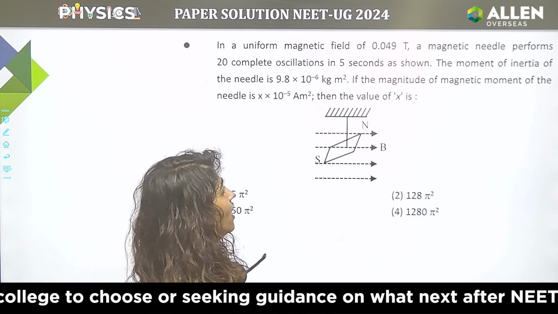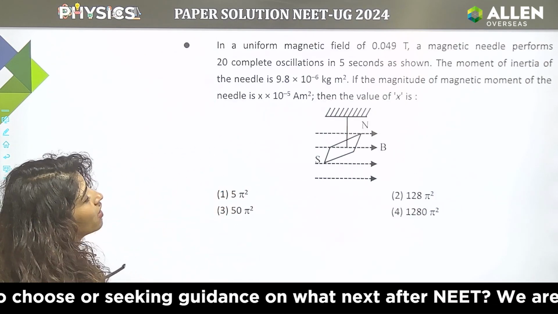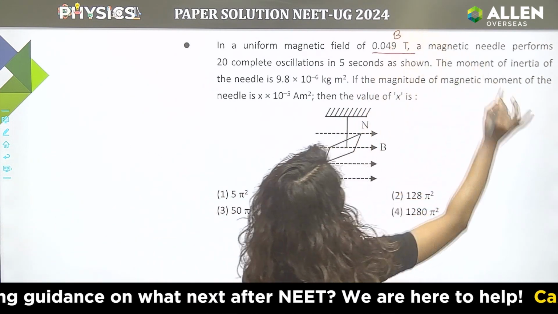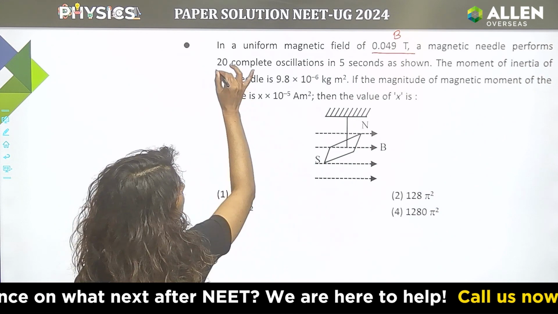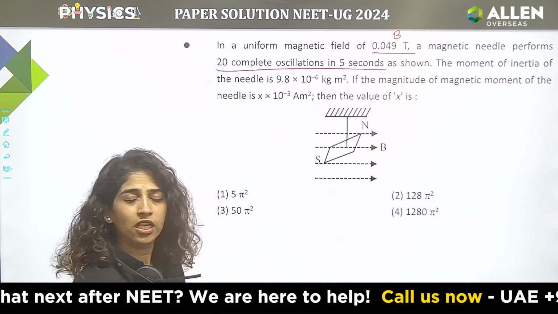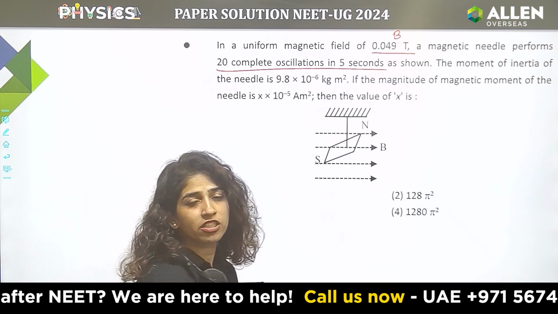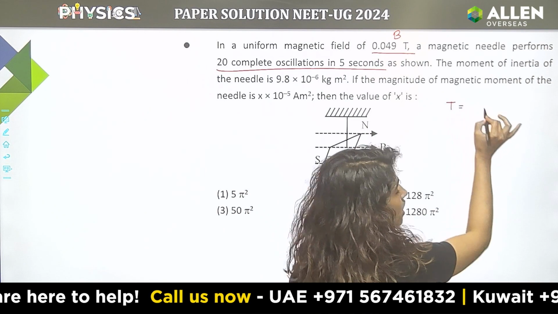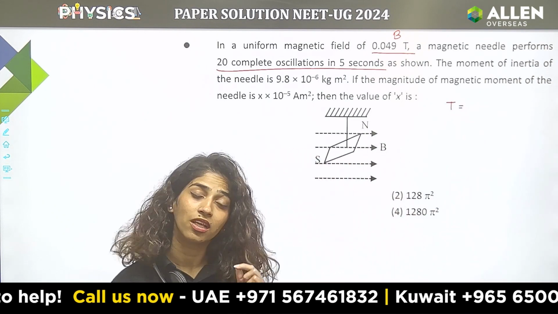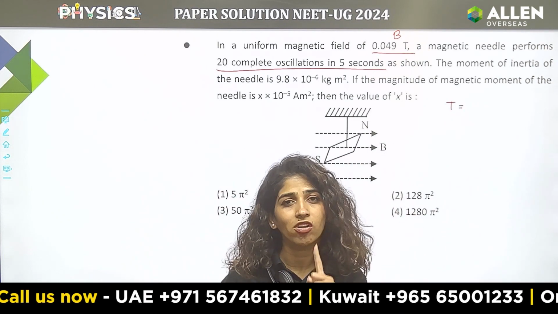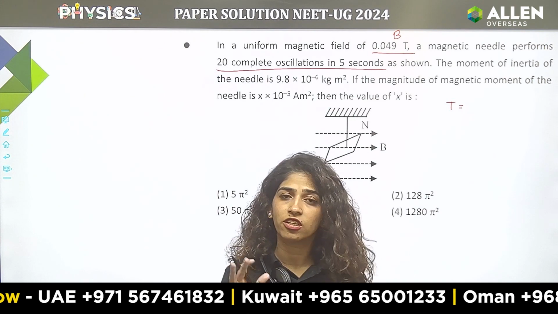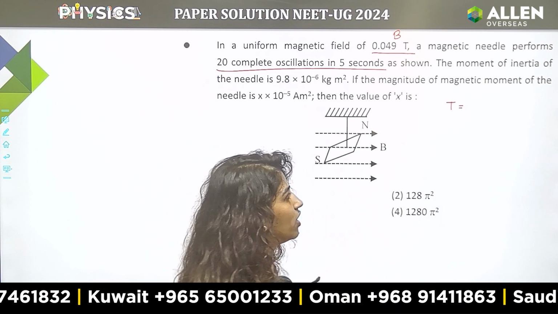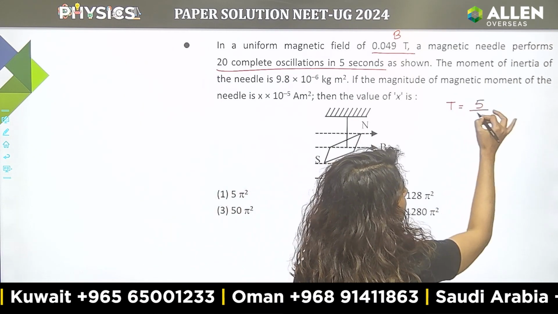Now, next is given in a uniform magnetic field of 0.049. So magnetic induction is given. Performs 20 complete oscillations in 5 seconds. Now, since it is performing 20 oscillations in 5 seconds, can I find out what would be its time period? How do we define time period? Time period is the time taken to complete one oscillation. 20 oscillations in 5 seconds. So, one oscillation would be complete in how many seconds? Can I write it as 5 by 20 seconds?